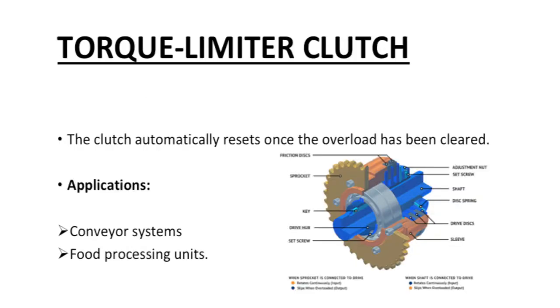Then we have a torque limiter clutch. The clutch automatically resets once the overload has been cleared. So where do we apply this type of clutch? We apply it on conveyor systems as well as food processing units.